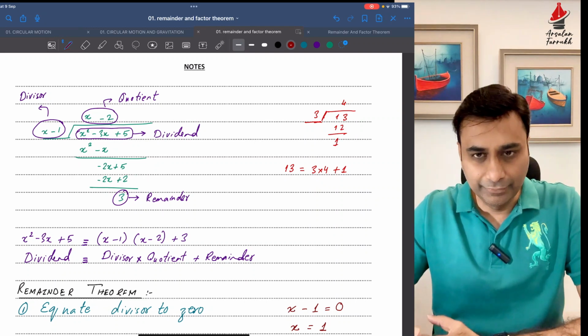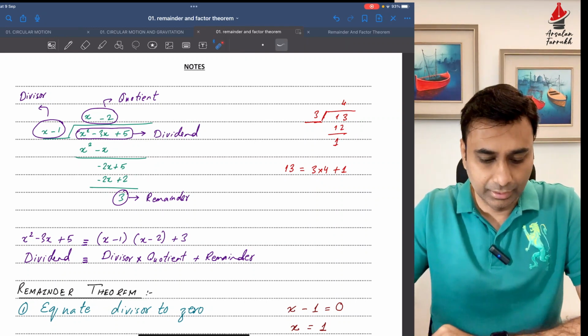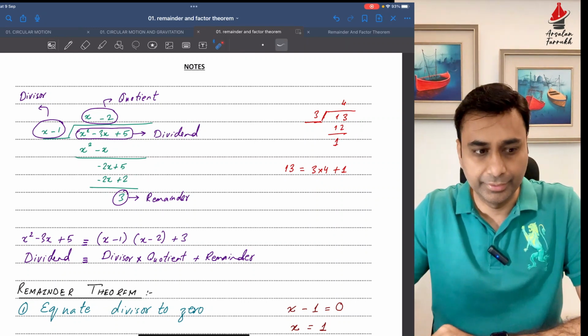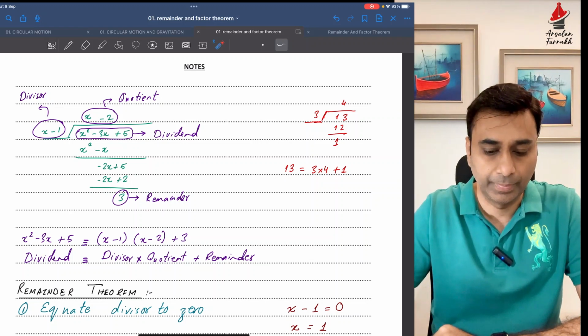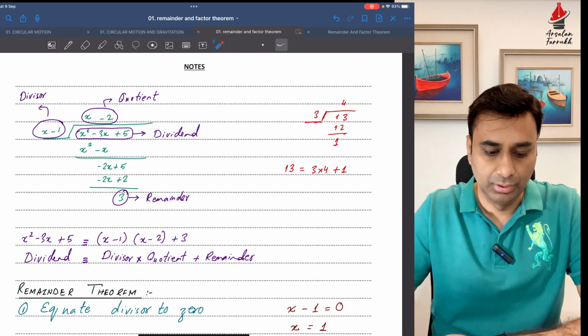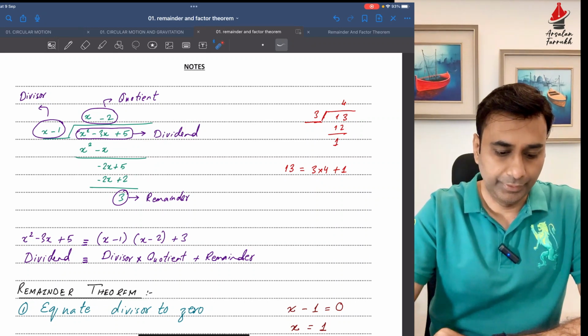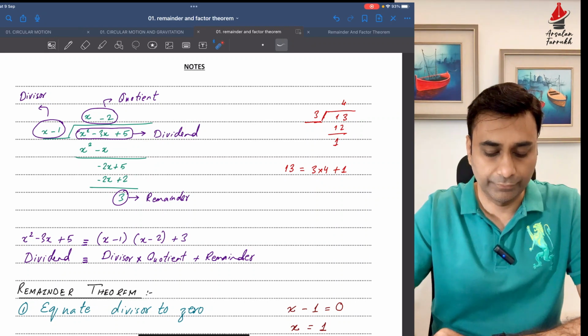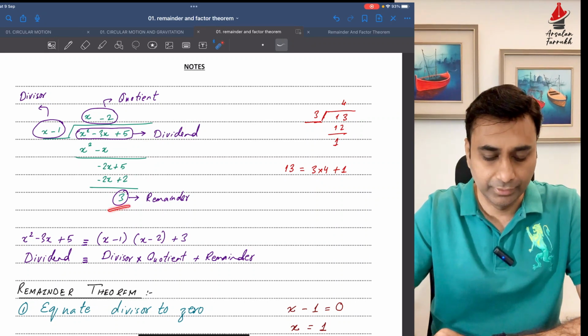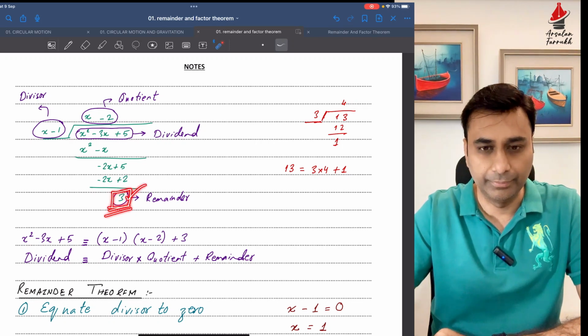In this particular video, we will be discussing the remainder and factor theorem, which is the continuation of the previous video where we talked about long division. So in long division, when you do the whole process of divisibility, you get a number in the end, which is called the remainder. Like in this case, the remainder is equal to 3.